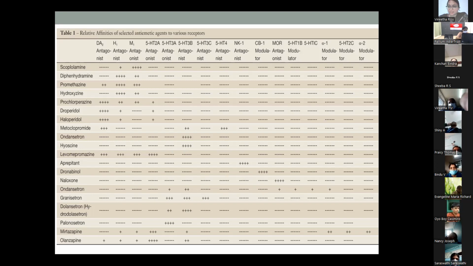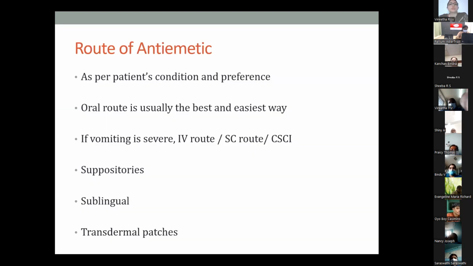I'm going to just skip the slide because this is for you to just understand. So when you get a copy of this PPT, you can look over it, so you can understand which drug has action on which all receptors. Now, choosing the route of your antiemetic, it depends, like I said, on the condition of your patient. Oral route is the best and the easiest way.